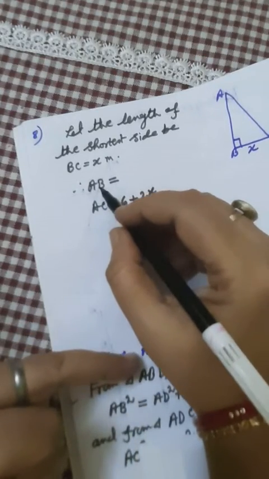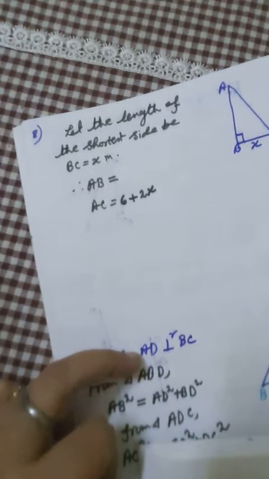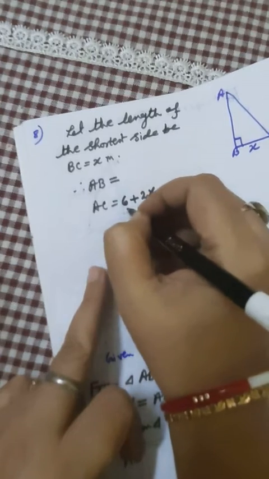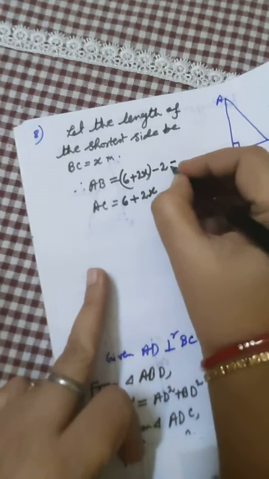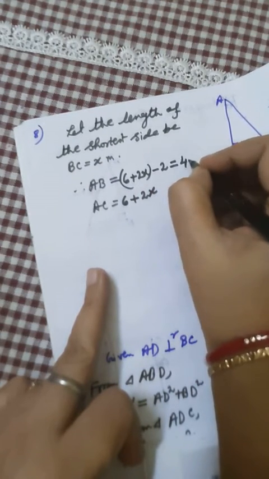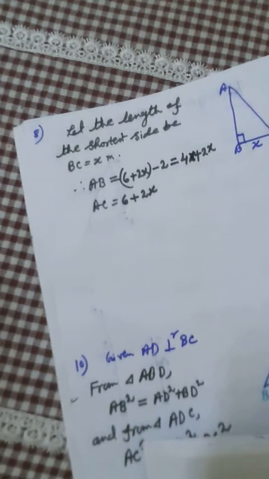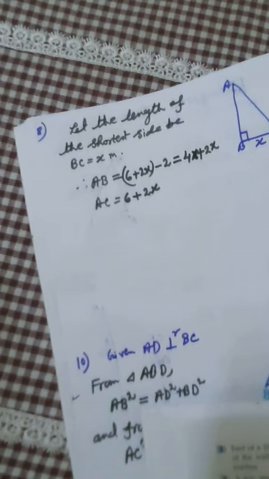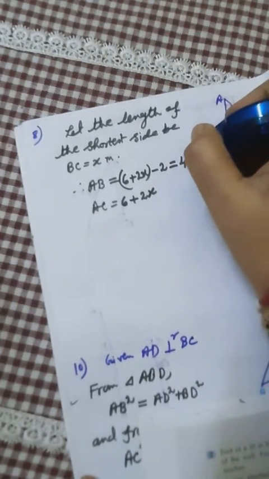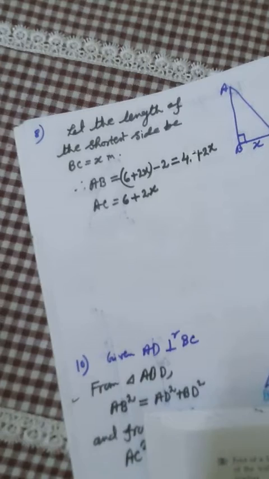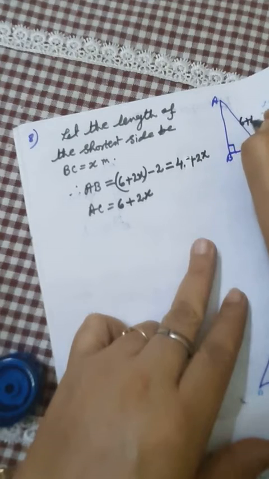And what is the other side? The other side is 2 meter less than the hypotenuse. So what is the hypotenuse? This is the hypotenuse, so 2 meter less than that. So it comes to, sorry, not 4x, it is 4 plus 2x. Now you can apply the Pythagoras theorem. So AB becomes 4 plus 2x and this side becomes 6 plus 2x.